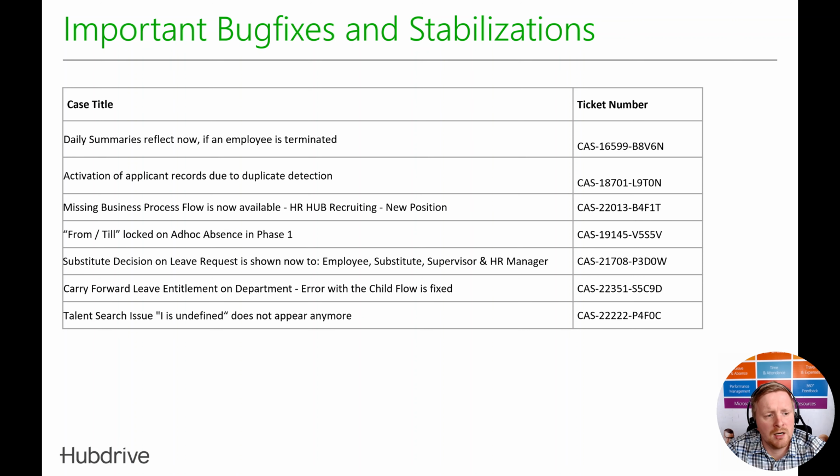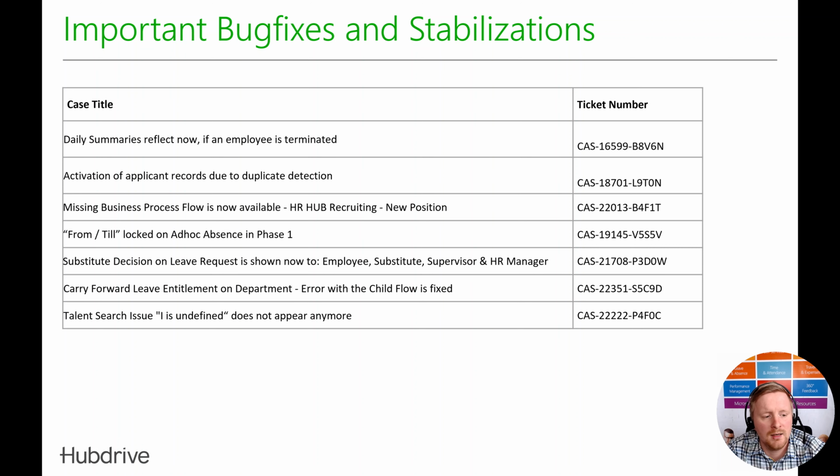So we again solved some product bug fixes and some improvements there. There was, for example, an error regarding the daily summaries. They now reflect if an employee is terminated. The activation of an applicant record due to the duplicate detection. There was an issue regarding the missing business process flow. This is now available, the HR Hub recruiting new position business process flow. From and until are logged on an ad hoc absence in phase 1. This is now solved.